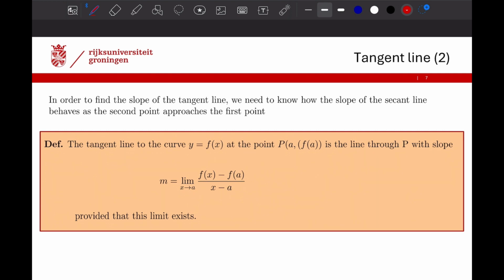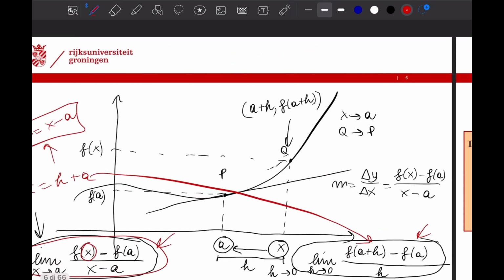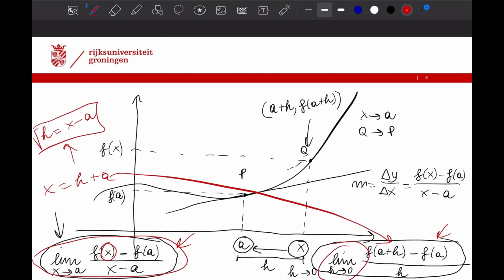The slope of the tangent line is so important that we have dedicated an entire section to it. It's called the derivative. We will see this. But the idea is that the tangent line to the curve at the point a, f of a, is the line through P which has this slope: the limit as x goes to a of f of x minus f of a over x minus a. Or again, you can write it with the expression as h goes to 0.